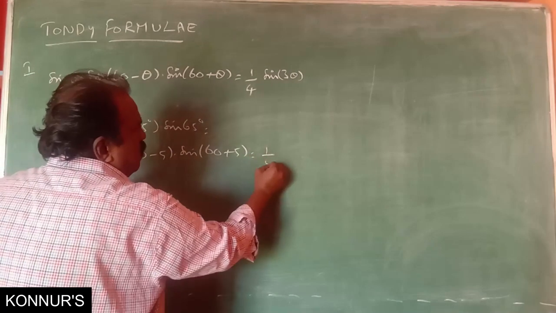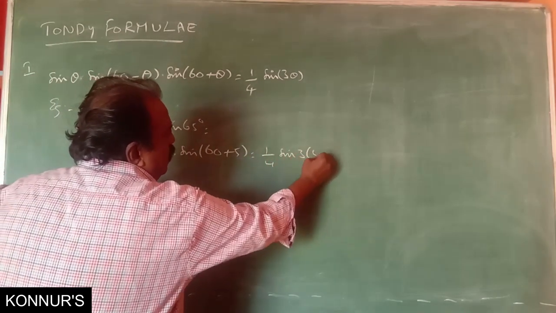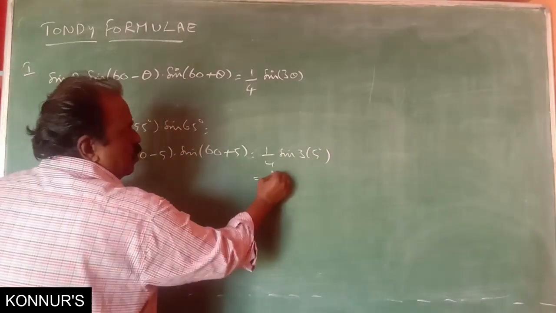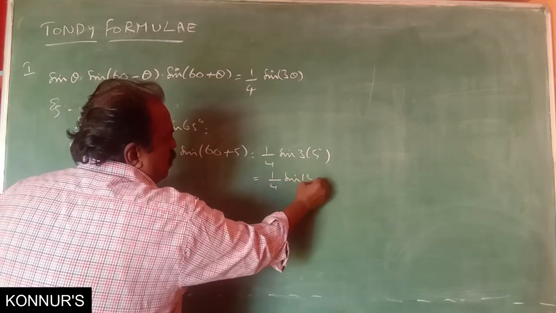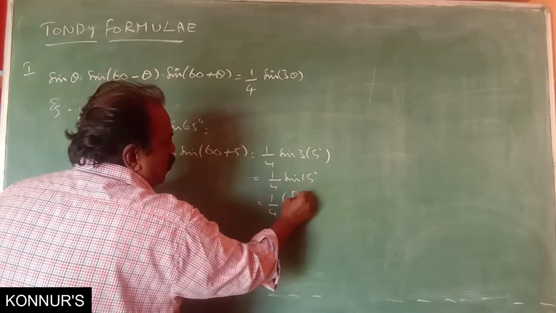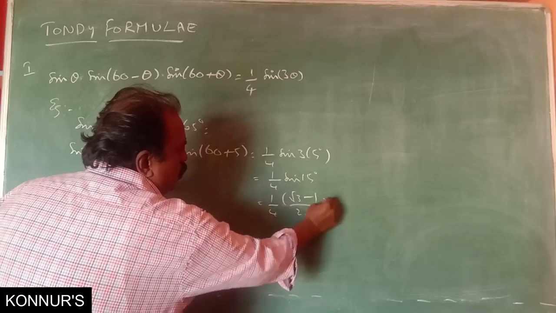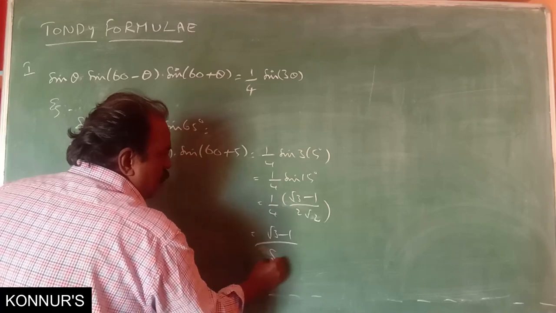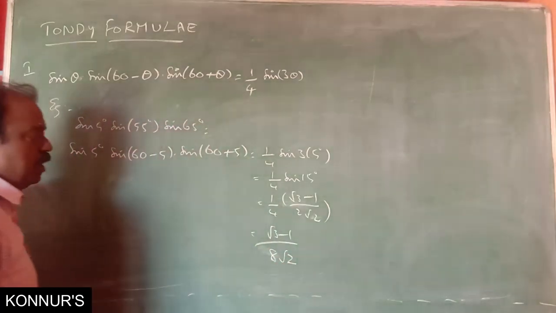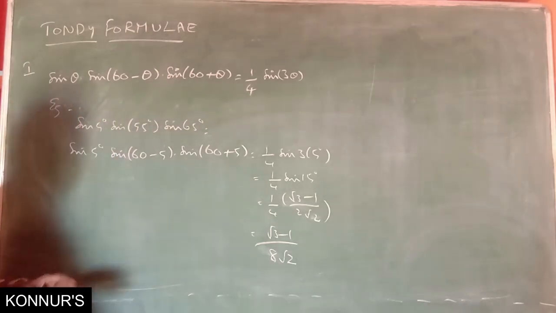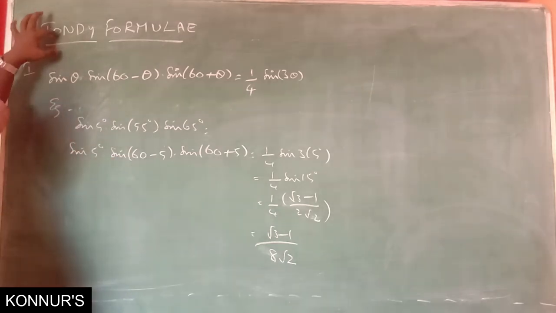Now it is 1 by 4 sine 3 into 5 degrees. Here theta is 5 degrees, so it is 1 by 4 sine 15 degrees. Sine 15 we already know is root 3 minus 1 by 2 root 2. So the value of that expression is root 3 minus 1 by 8 root 2. That answer will be given in the options. So that is the method. This type of formulas we need.